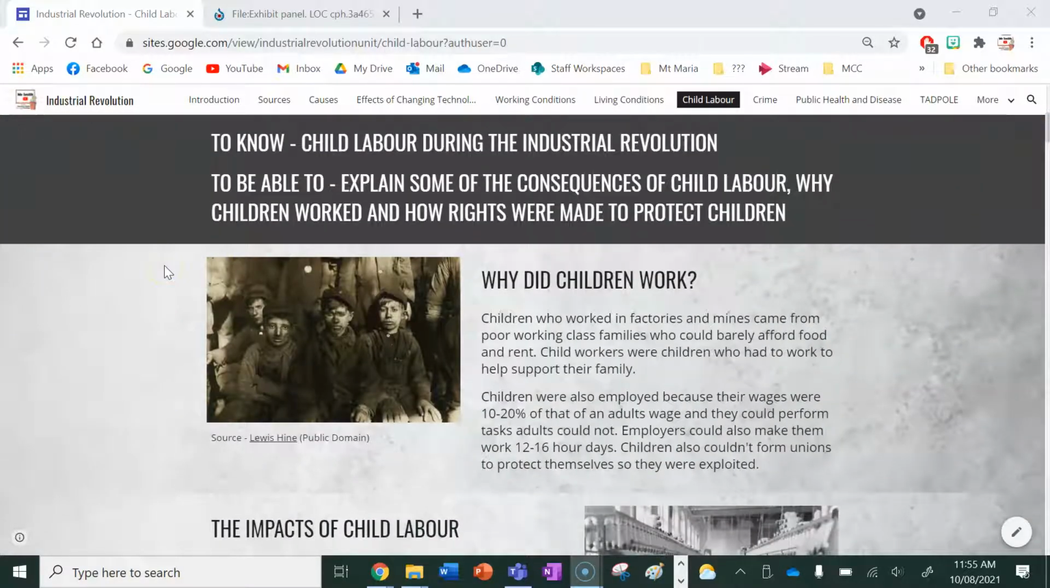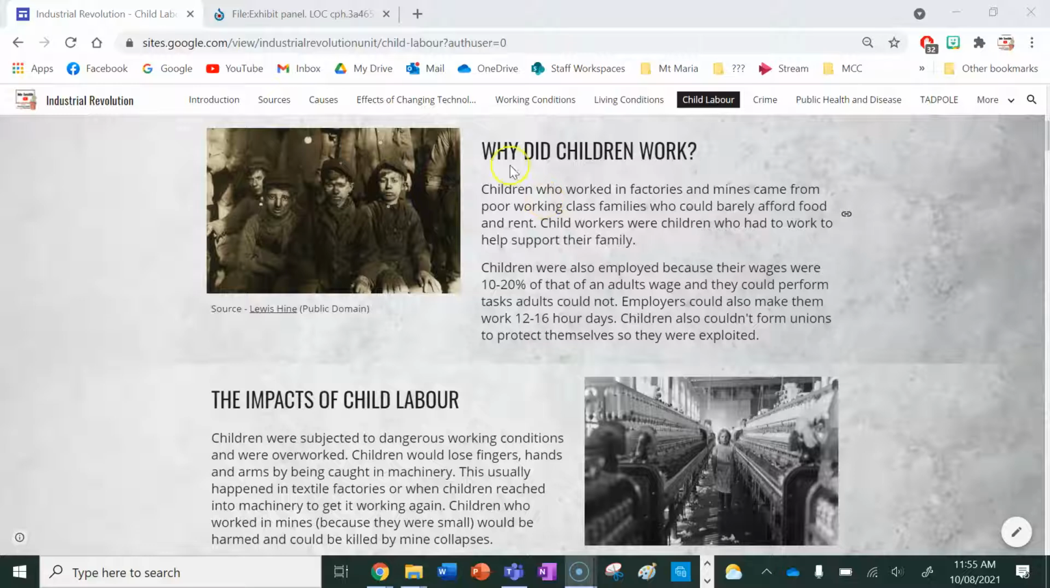So, your learning intention and success criteria. By the end of this lesson, you need to know about child labour during the Industrial Revolution, and you need to be able to explain some of the consequences of child labour, why children worked, and how rights were made to protect children. So, why did children work?